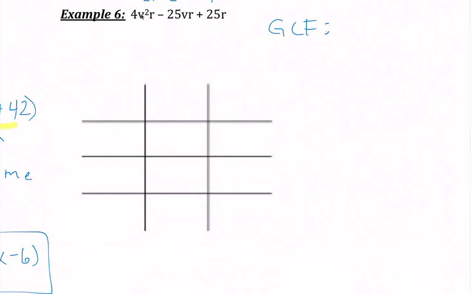So now I'm going to look at my variables. I see V's, V's, but this one does not have a V, so V is not in common. I see R's in every group. They all have at least a single R, so my greatest common factor is R. So that's what I'm going to divide by.